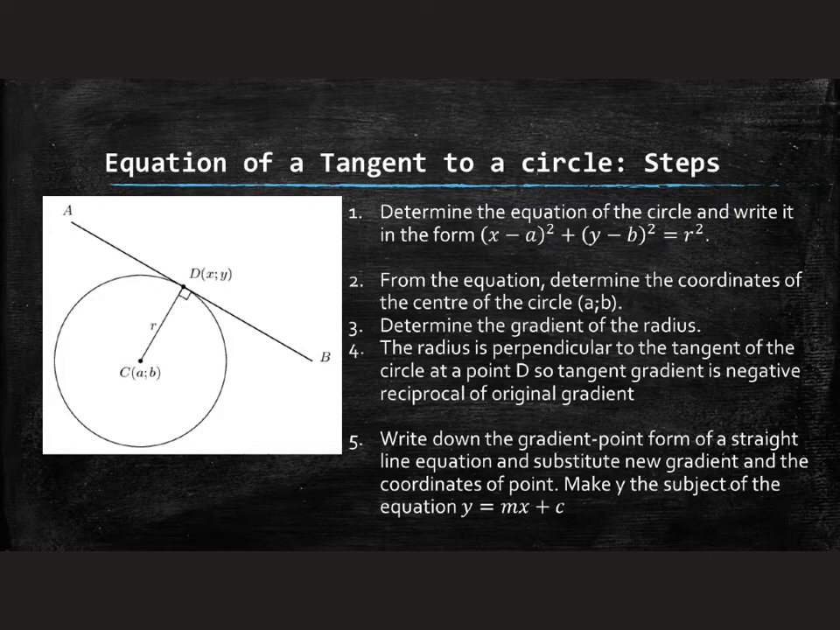So the steps you need. Step number 1, let's just label these, is find the center. Step number 2 is find the gradient. Step number 3 is find the new gradient. And then step number 4 is get the equation of the circle. And these will be what we'll be doing through today's lesson.